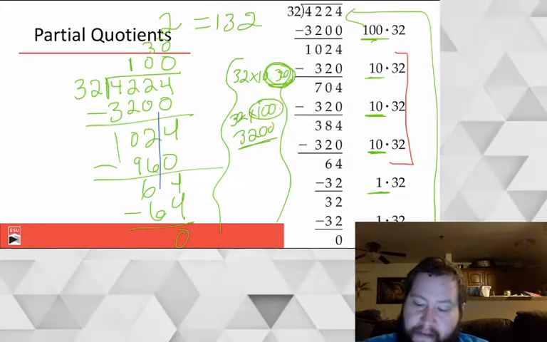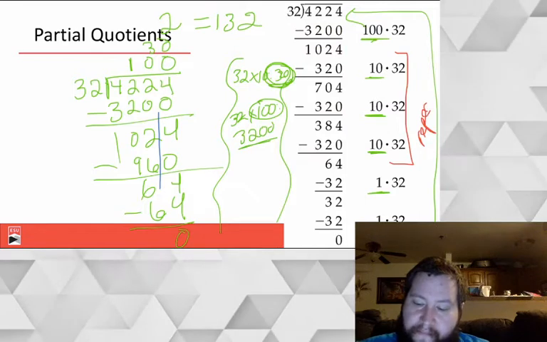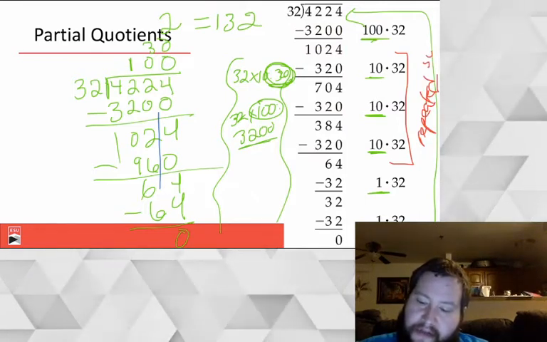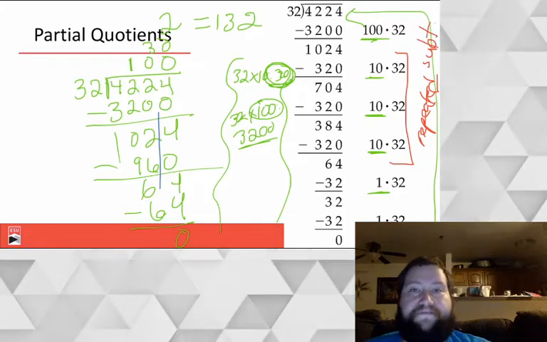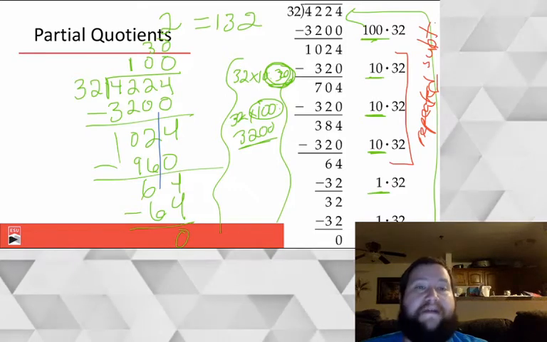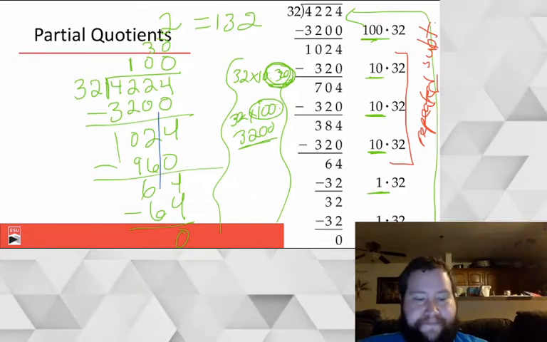Here's literally the repeated. I'm using the wrong end of my stylus. Repeated subtraction. You can't read that. I apologize. It says repeated subtraction along the right-hand side.